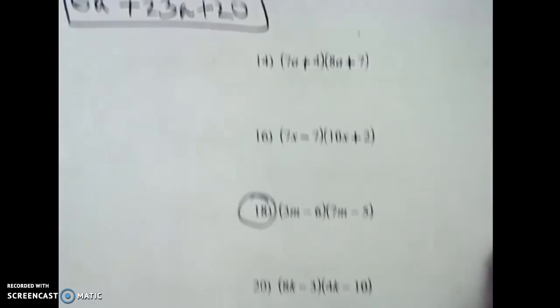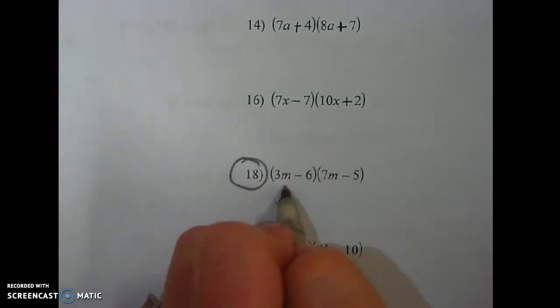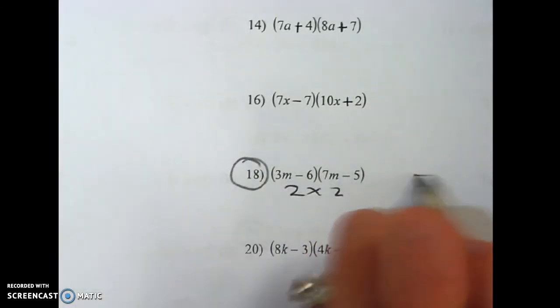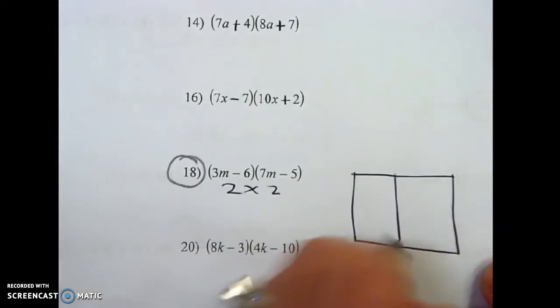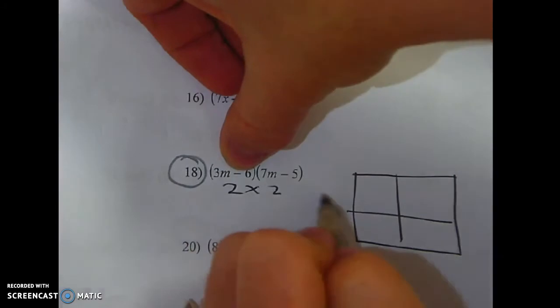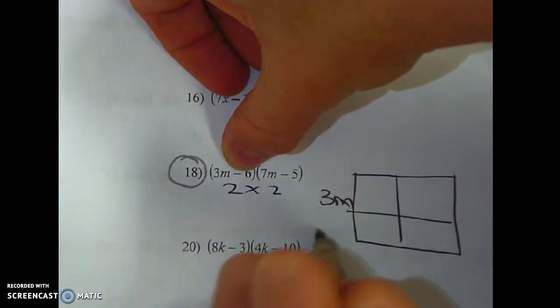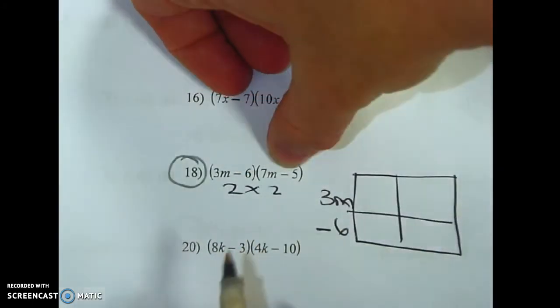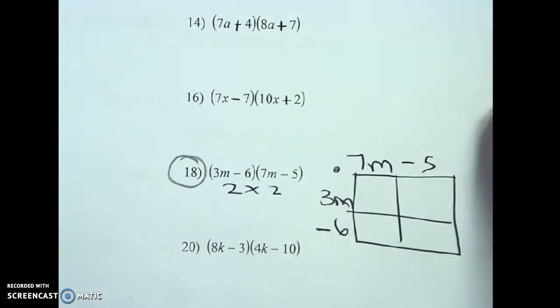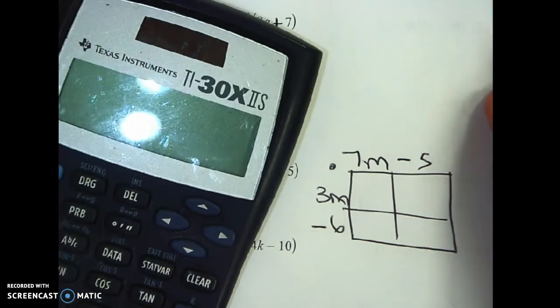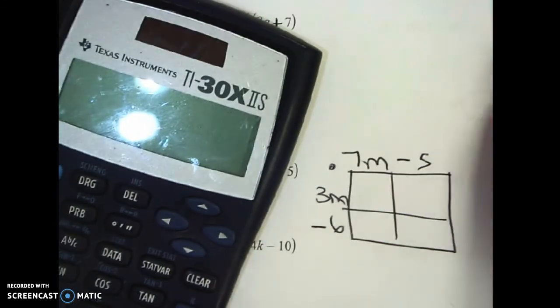I'm going to go down and try number 18. Dimension, 2 by 2. 2 across. 2 down. Make my box. First one, 3m minus 6. Be careful of your negatives and positives. 7m minus 5. Remember, if you're struggling with multiplication, there's nothing wrong with using your calculator. Being wrong, that's what I have a problem with. So make sure you're good to go.